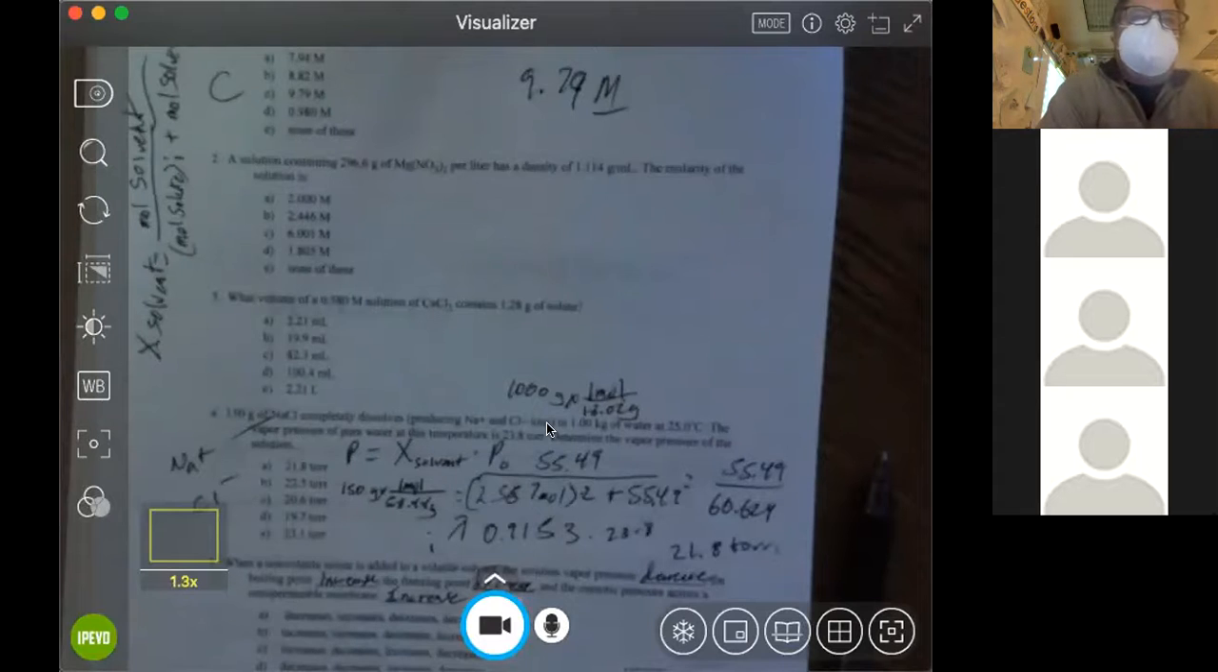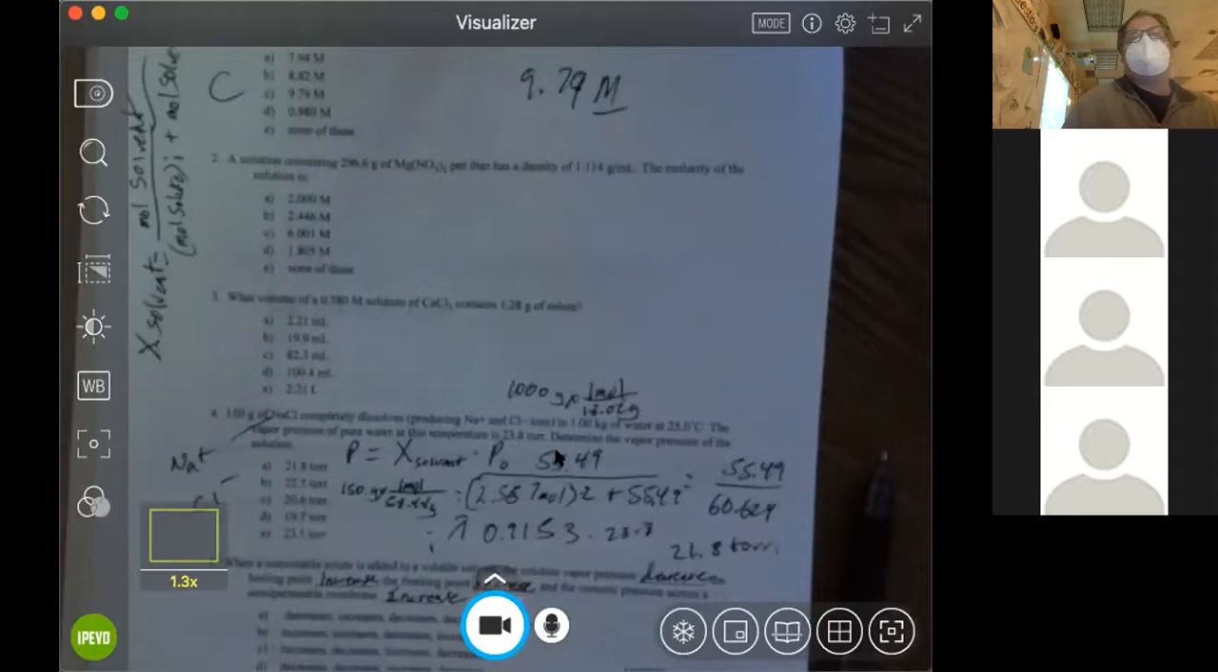If you recall, all of these colligative properties are based on the number of particles that are floating in the solvent, right? The way the vapor pressure is compared is you take the X of the solvent, which is the mole fraction of the solvent, and you multiply it by the normal, or what we call the standard, vapor pressure of that. So basically, we need to change 1 kilogram to moles. Well, 1 kilogram is 1,000 grams. We change that to moles by dividing it by 18.02.